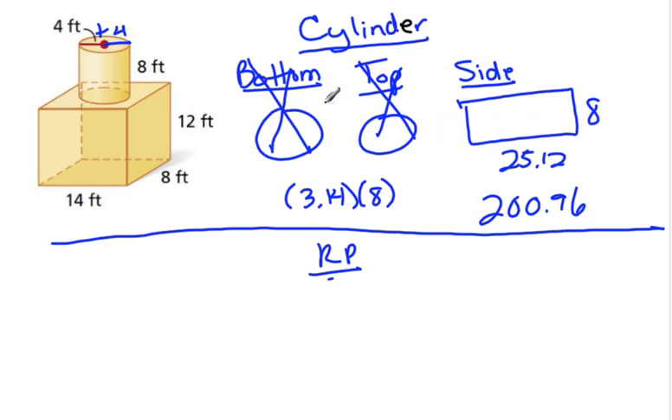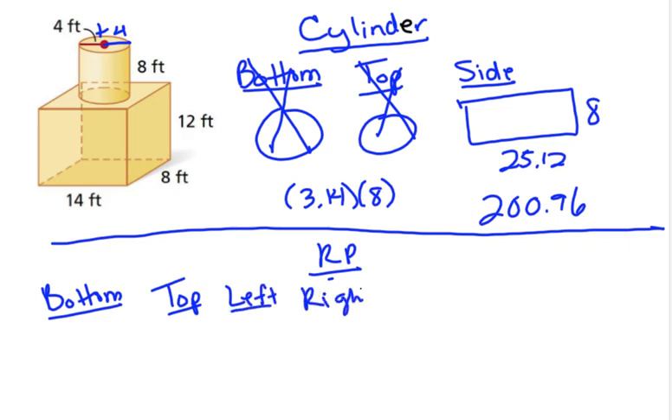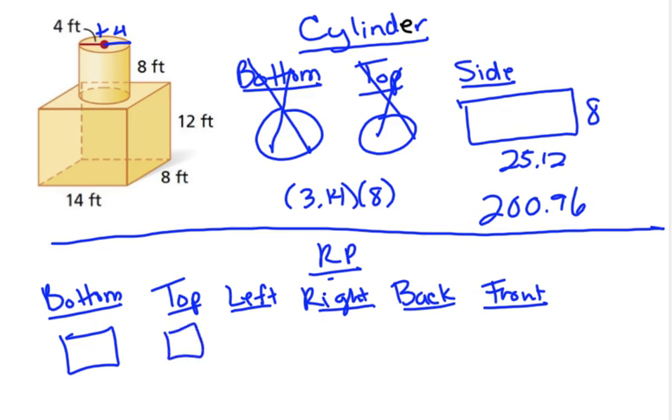Remember, we're not including these two because now it's a composite figure. Composite just means you're putting 2 figures together. So rectangular prism, we have a bottom, we have a top, we have a left, we have a right, we have a back, and we have a front. All right, our bottom is a rectangle. Our top is a rectangle. Our left is a rectangle. I wonder why they call it a rectangular prism. Our right is a rectangle. The back is a rectangle. And the front is a rectangle.